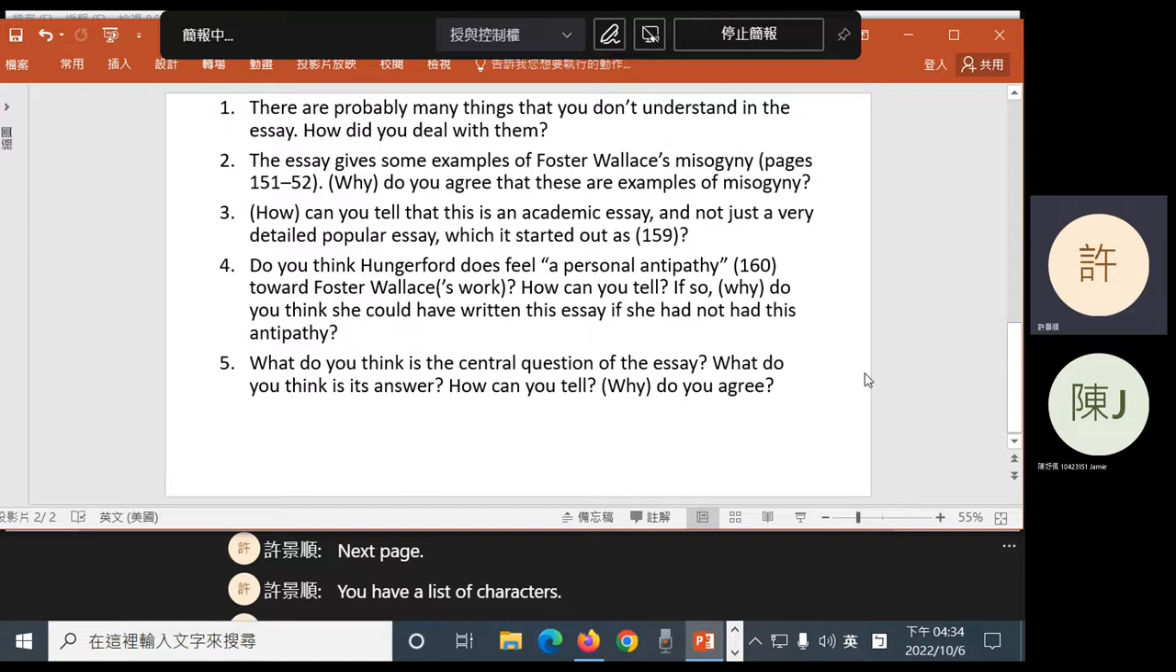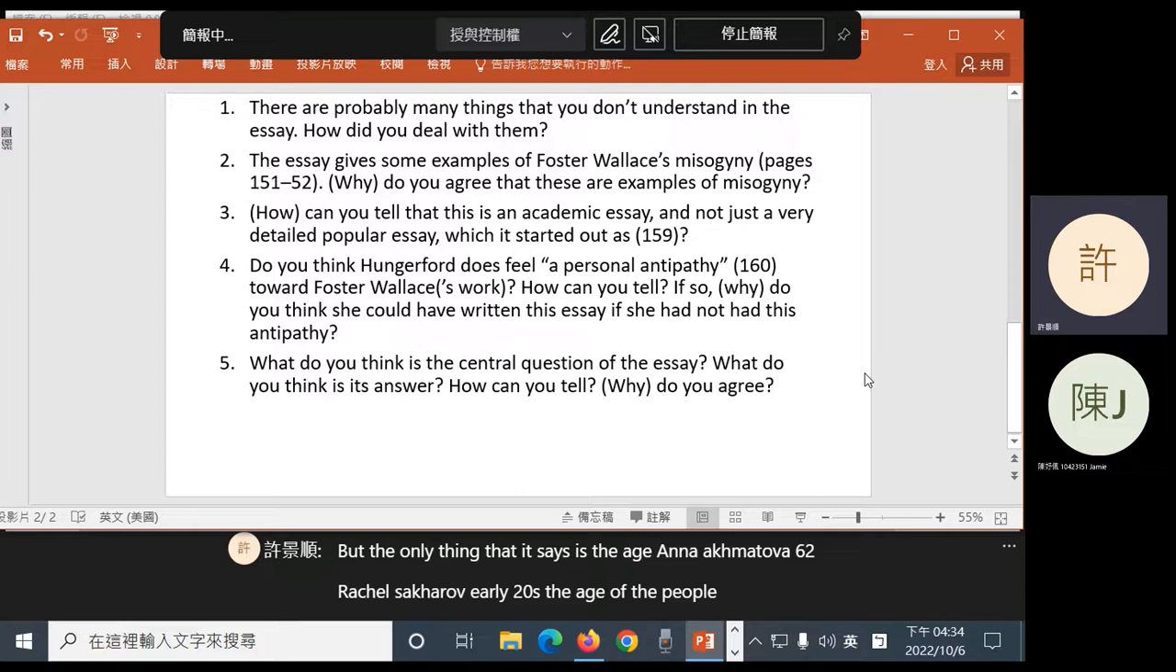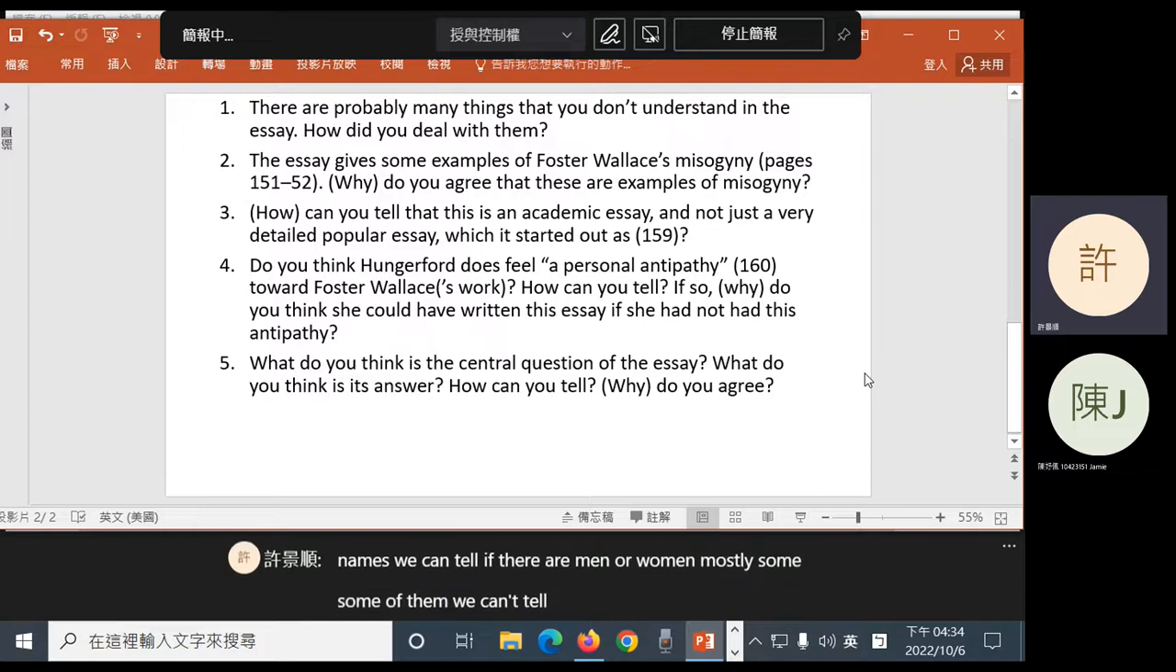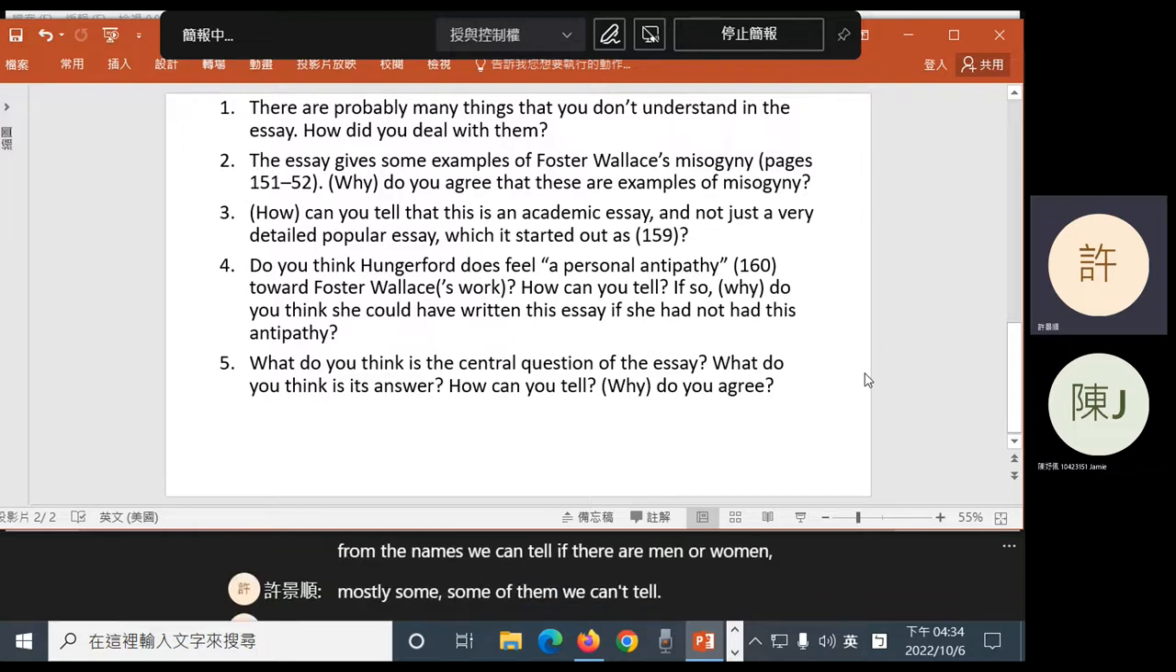But the only thing that it says is the age. Anna Akhmatova, 62. Rachel Sekharov, early 20s, the age of the people. So from the names, we can tell if they're men or women, mostly. Some of them we can't tell. And from the number, we can tell their age.